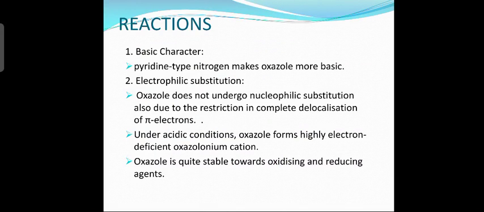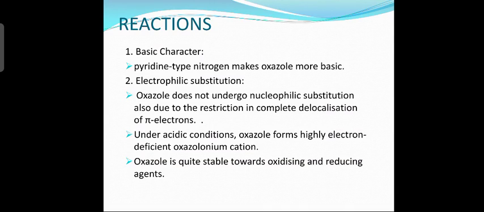Now what are the reactions of oxazole? What is the basic character? How do you explain basic character? Oxazole is basic in nature due to the presence of a lone pair of electrons on the pyridine type nitrogen. You have seen in the molecular structure, nitrogen has one lone pair of electrons, that is nothing but pyridine type nitrogen, and because of this lone pair of electrons it is basic in nature.